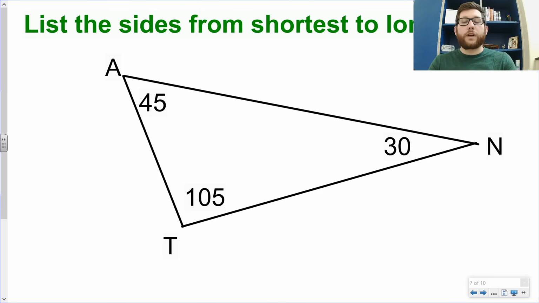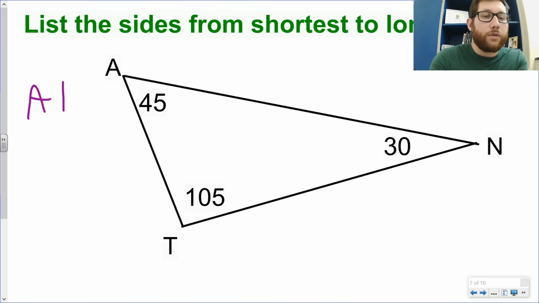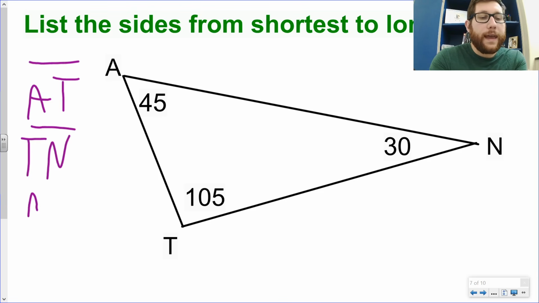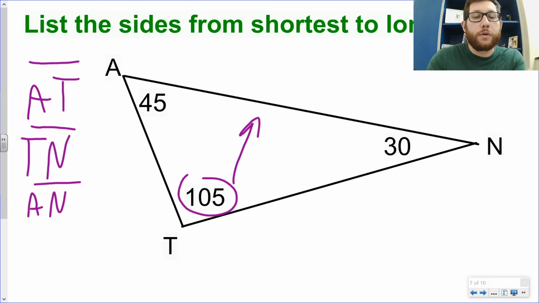All right, so let's try one shortest to longest real quick. This should be very fast. So I should recognize AT, or you could put TA if you wanted to. And then I'll look at TN. And then I'll have AN. That would be smallest to largest. Notice that 105 is my largest, so it should come in last with AN.